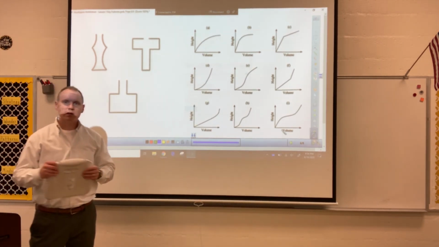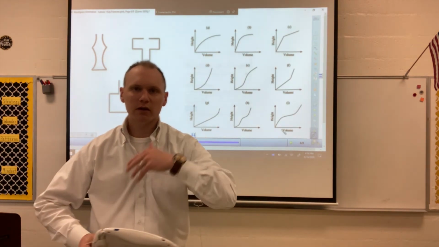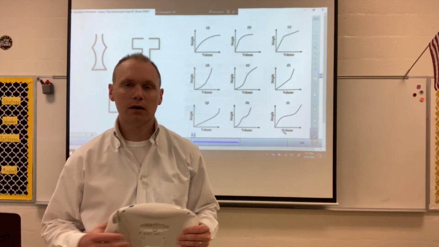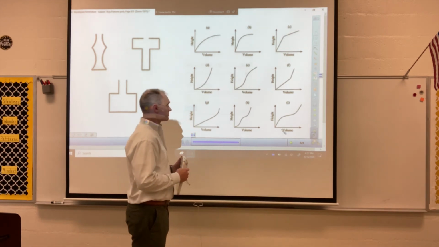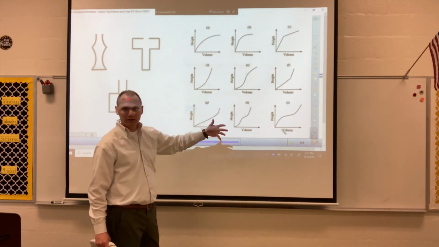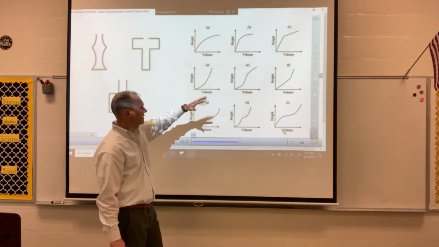So hopefully that gives you an idea of how we can take a real world situation, think about what the graph would look like, and match them together. Because there are all kinds of characteristics happening here. We have slope that's happening here. We have different rates, and different function types that you might see.